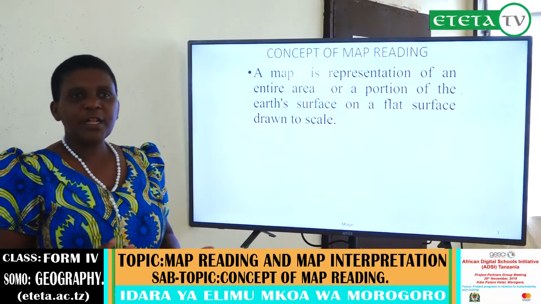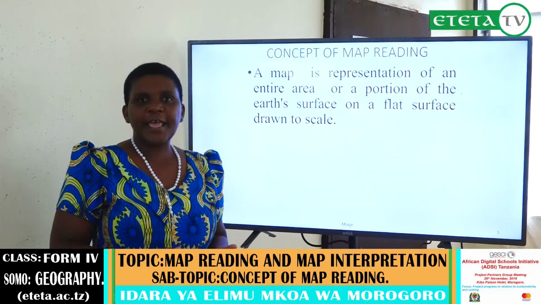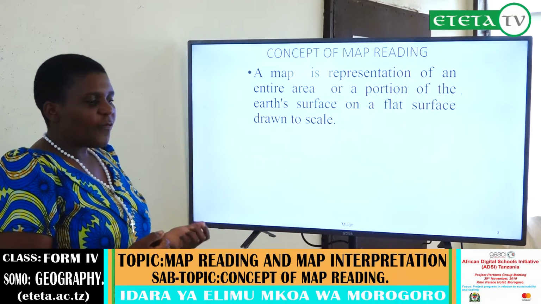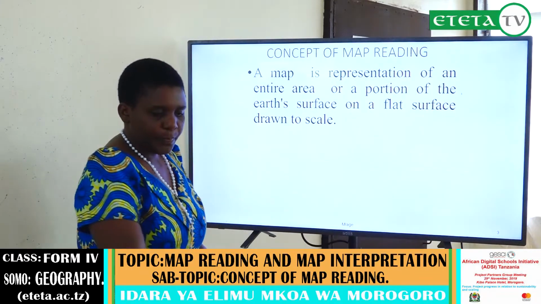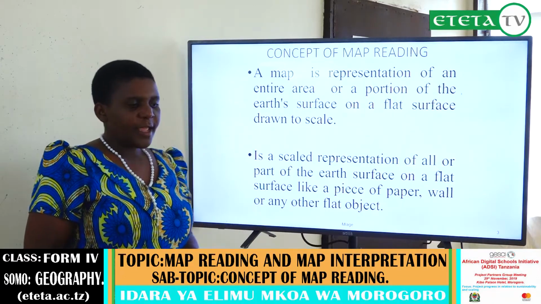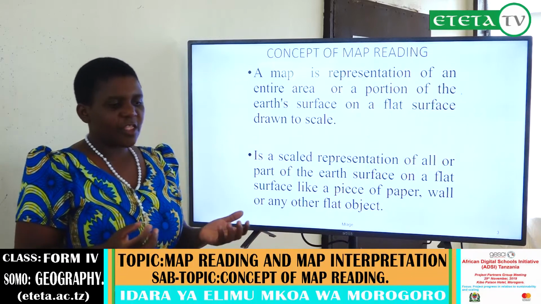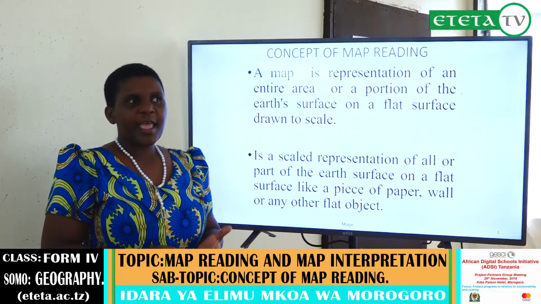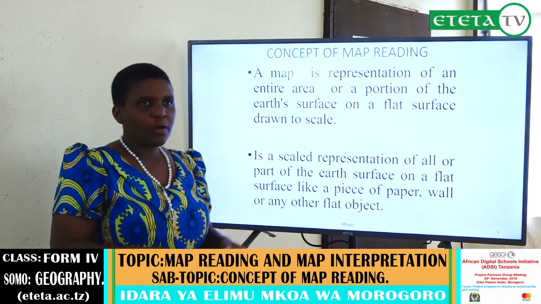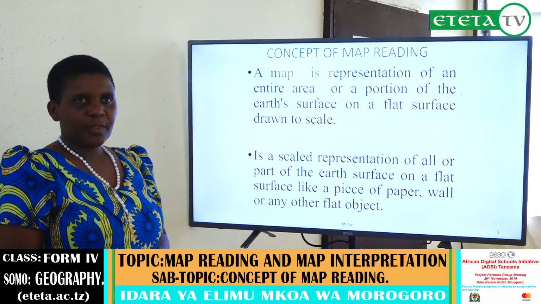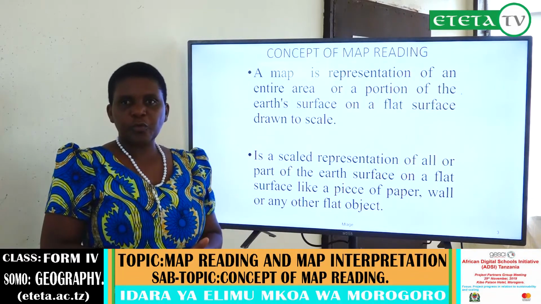We can ask ourselves, what does the word map mean? A map is defined as a representation of an entire area or a portion of the Earth's surface on a flat surface, but this one should be drawn on scale. Another definition, we can say that a map is a scaled representation of all or part of the Earth's surface on a flat surface. This flat surface is like a piece of paper, a wall, a floor, or any other flat object. This is where a map can be drawn.